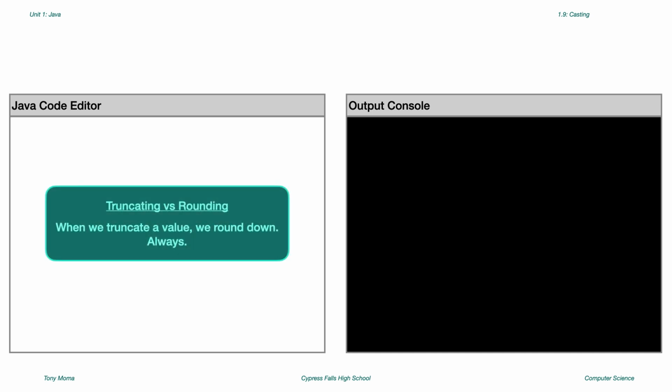An important point must be made about truncating. When a value is rounded, it becomes whichever whole number is closest to it. So for example, 9.7 if rounded would round up to 10 because it's closer to 10. However, 9.2 when rounded would become 9 because it's closer to 9. When the value is truncated, however, we round down, always. Even if the value is 9.999, if you truncate it, it becomes 9.